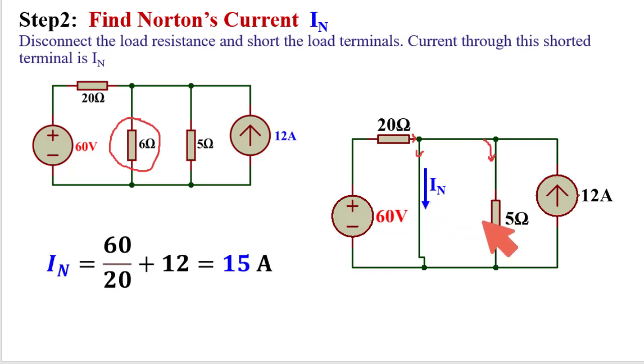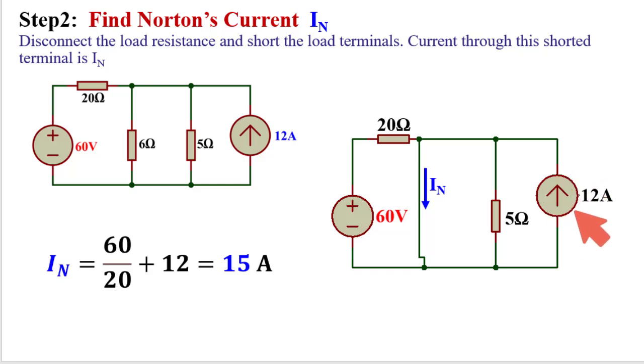But as this is having a resistance, no current will flow through this 5 ohm resistance. Whatever the current will be produced by this 60 volt and 20 ohm resistance, all the current will flow through this path. So what is that current? That current is 60 divided by 20, and this will flow in this direction.